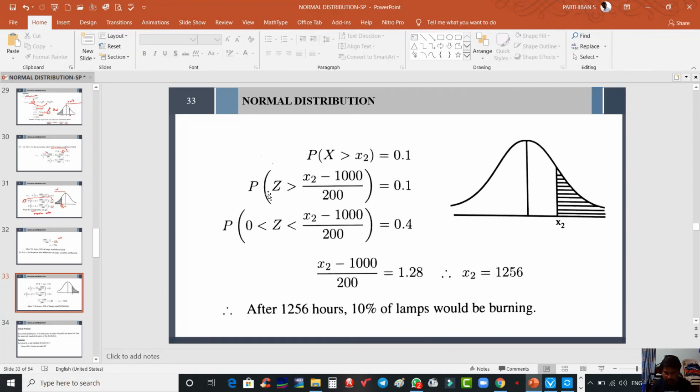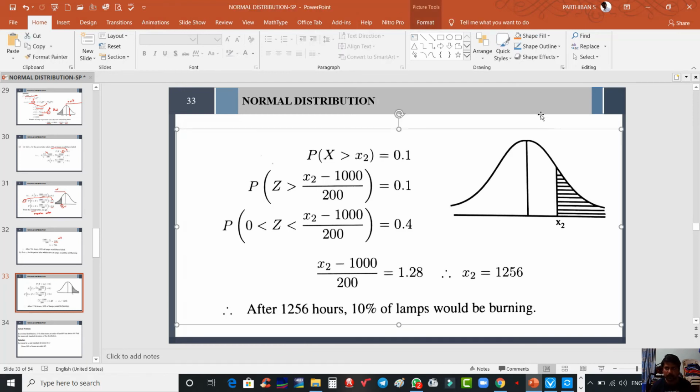Using the symmetry property, adjusting the term x2 minus 1000, this z greater than this value is symmetrically plotted in the normal table. Therefore this can be written as 0 less than z less than (x2 minus 1000) divided by 200, that is equal to 0.4. Here you have to note 0.5 minus this value. That is what I am coming to explain now.